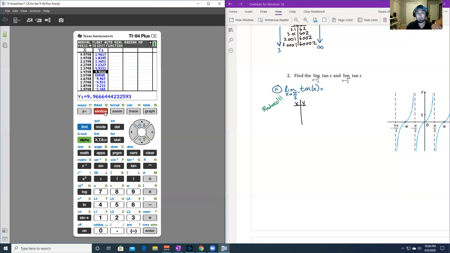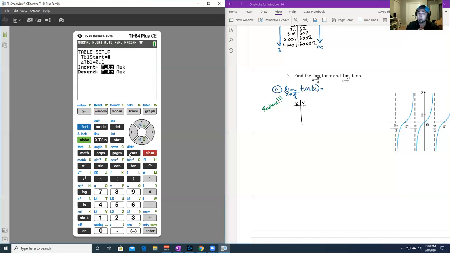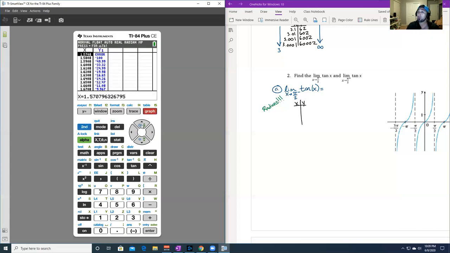Let's go back to the window or the table set. You're going to have to clear this out again and retype pi over 2. Hit enter, and then do 0.01. Let's look at what 0.01 does. And then hit second and graph. Okay, now again, when I scroll up, these are the numbers from the left. Okay, look, we're getting better. 33, 49, 99. That is almost enough information to tell us that our limit is going to infinity, but not enough, because 99 is definitely not considered a big enough number to head towards infinity.